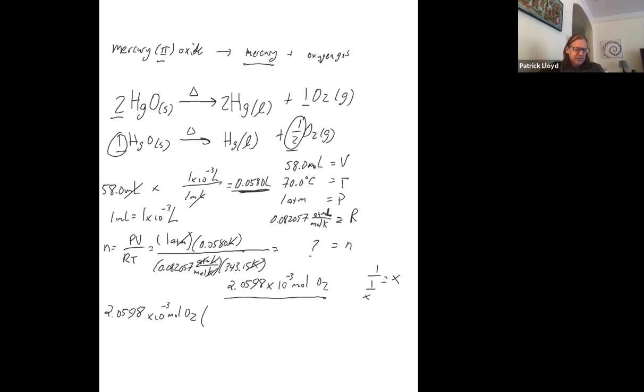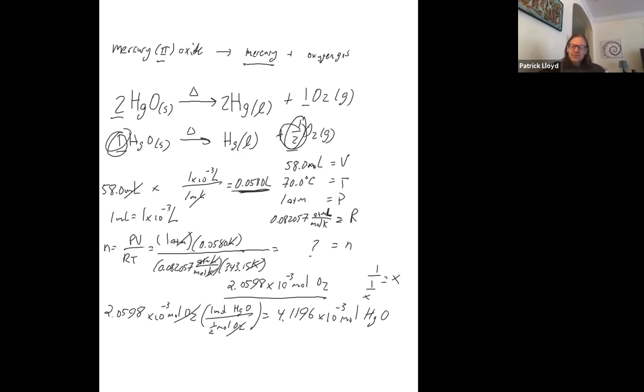And the relationship is 1 to 1/2. So 1 mole HgO per 1/2 mole O2. Well, that's a 2 to 1 ratio. 1 to 1/2 is the same as 2 to 1. So you're really going to multiply by 2, right? So I'm going to take that number multiplied by 2. And now I get 4.1196 times 10 to the minus 3 moles. But now it's HgO.